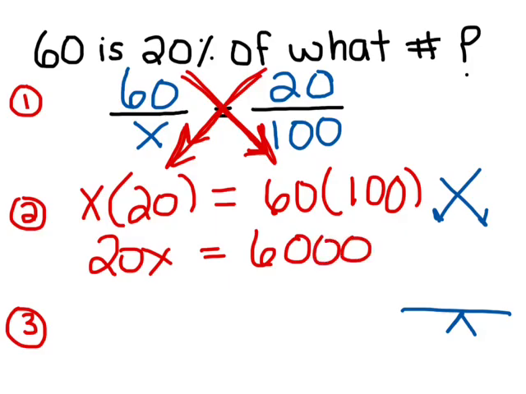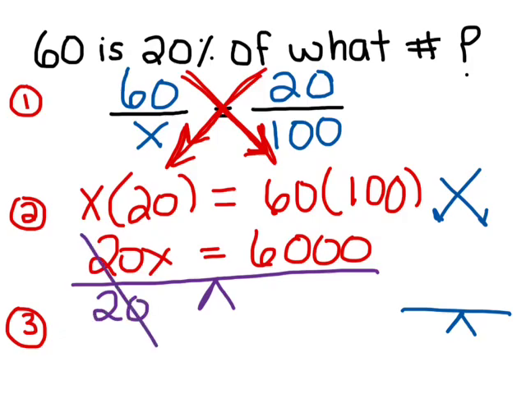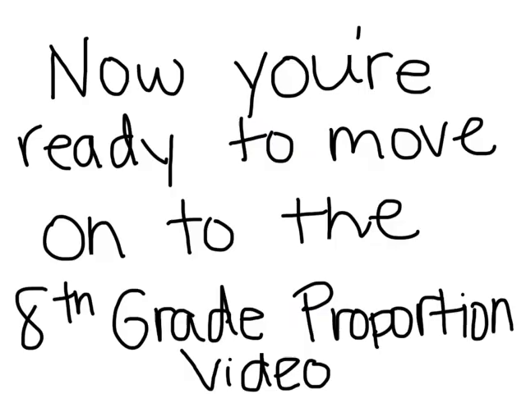My last step, I need to isolate my variable. So I'm going to draw my seesaw. To get rid of the 20 with x, I need to divide by 20, so they cancel each other out. I do the same thing to the other side. So x equals 300. Okay, now you're ready to move on to the 8th grade proportion video.